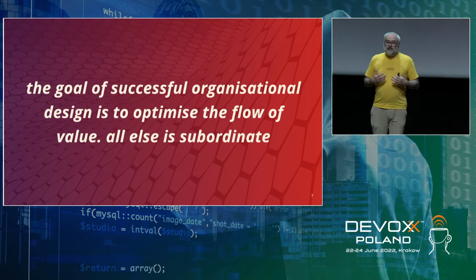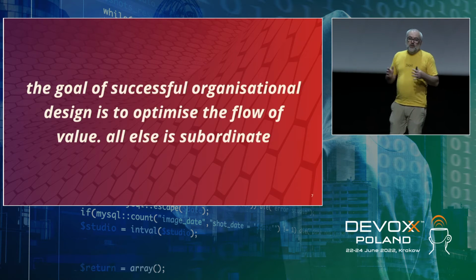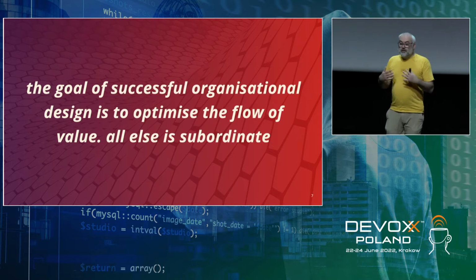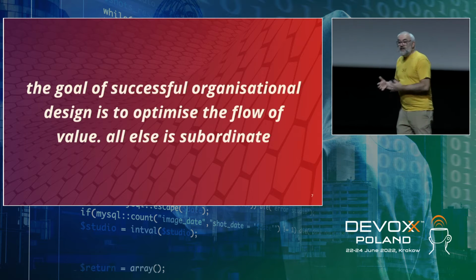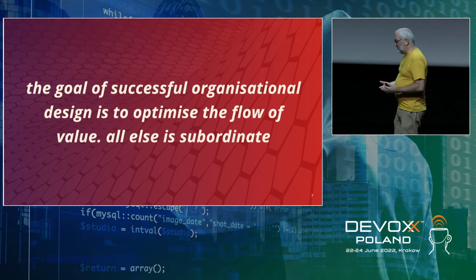Which brings me to this definition, which is mine. The goal, I think, of successful organizational design is to optimize the flow of value, right? All else is subordinate. And when I say good organizational design, I mean as well software architecture and design. The goal of good software design, software architecture, is to optimize the flow of value.